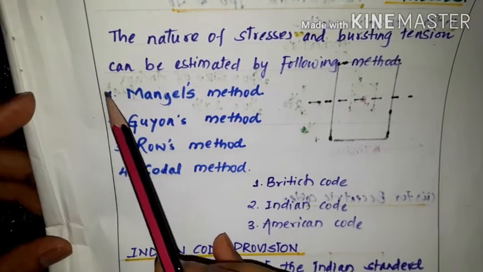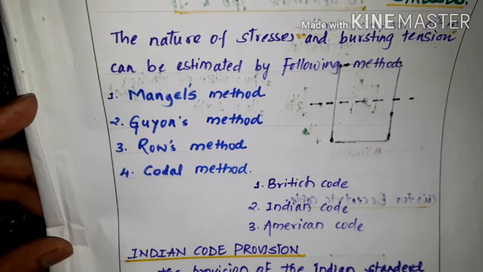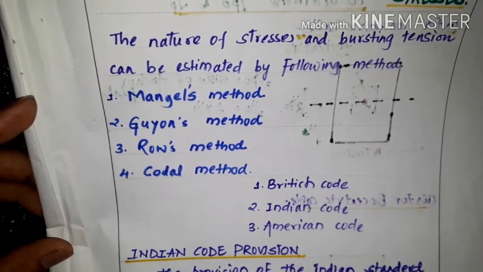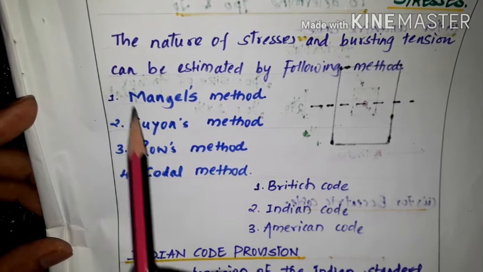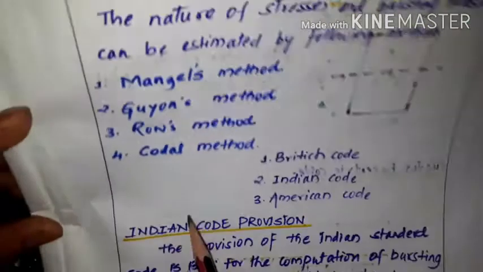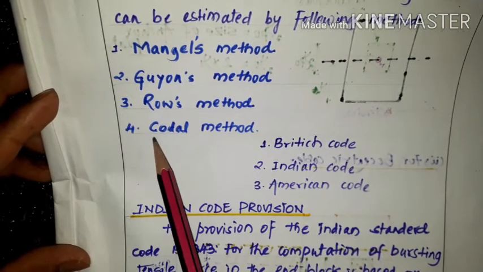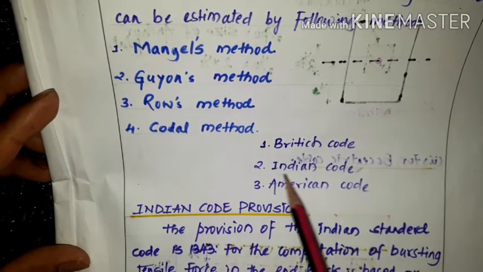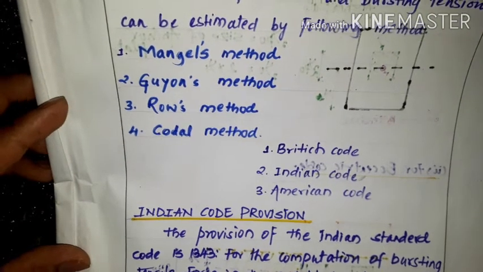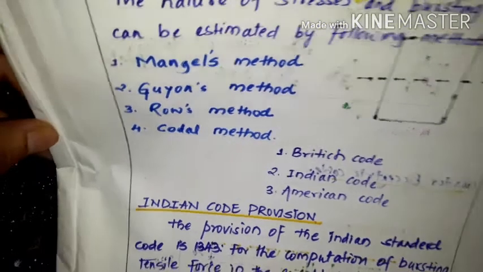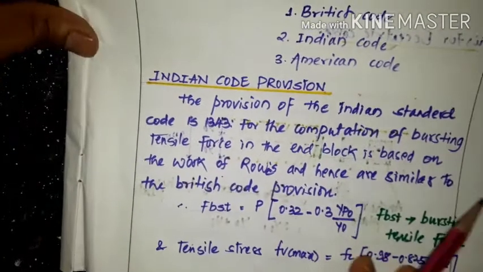All these methods are similar to one another; there is a small difference but all are the same, and we are following the Indian code here. As per the Indian code, we have to investigate the stresses developed in the prestressed concrete at the anchorage end. So what does the Indian code provision say?